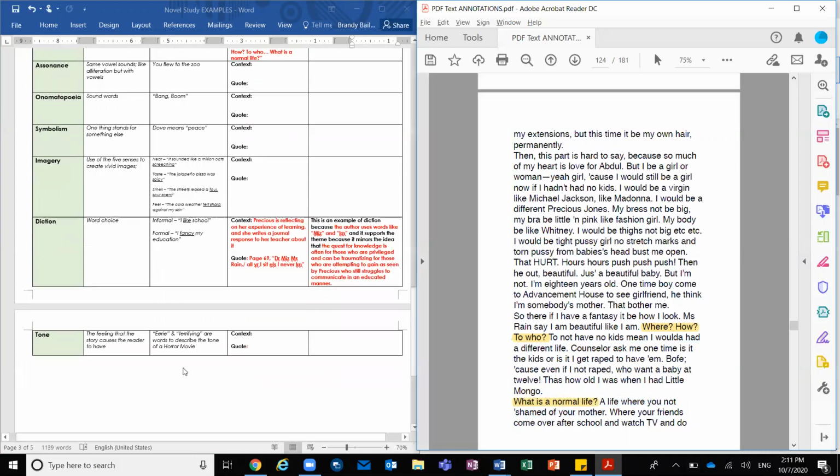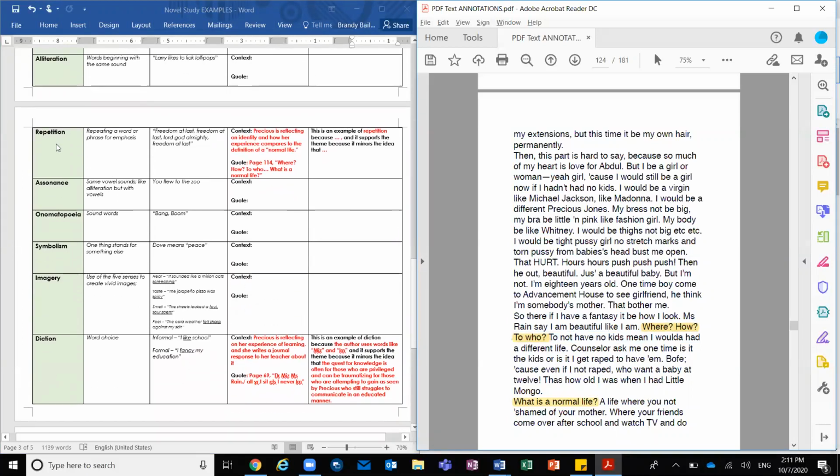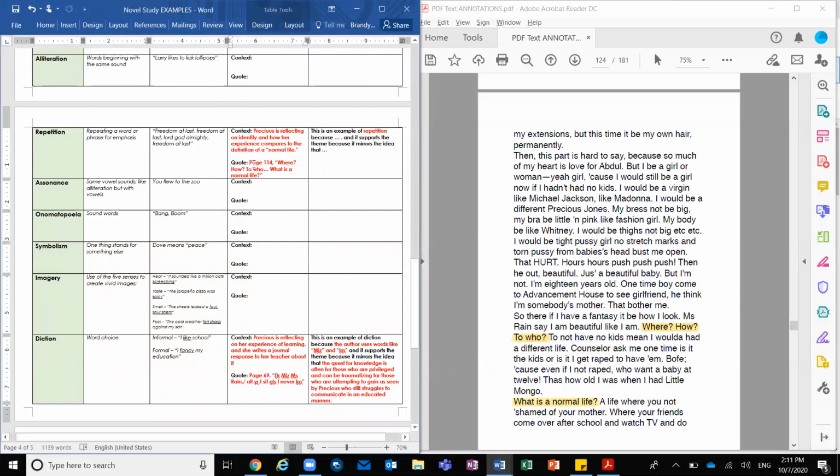So as for a literary element, the best one that fits in this example would be repetition, because she is repeating this question-like structure. So let's go ahead and copy down those lines. So for our quote, we're going to write page 114. And then we're going to go ahead and write down those questions. Where, how, to who? Notice I'm using the ellipses, the dot, dot, dot, to continue with that space in between, finishing off our quote with what is a normal life.